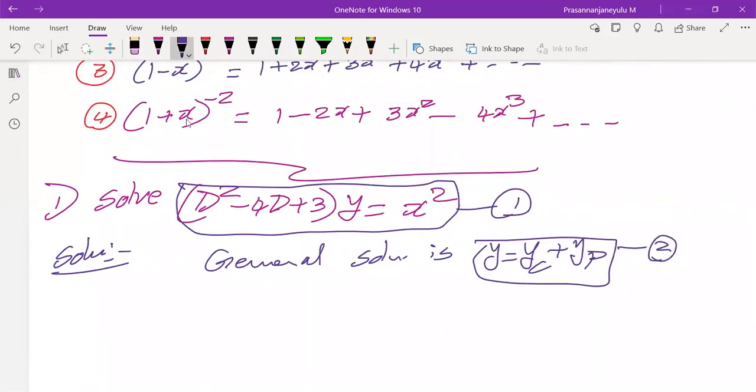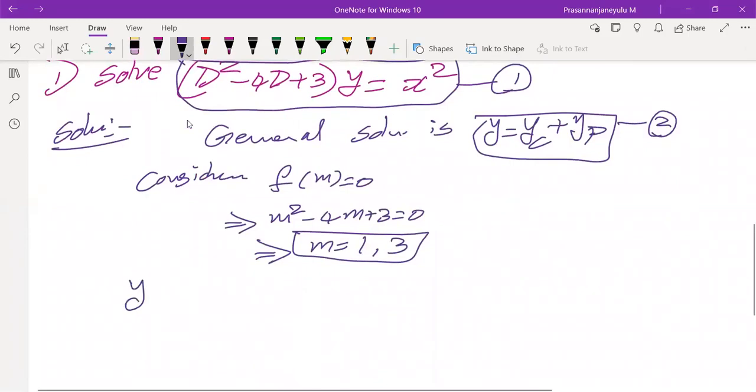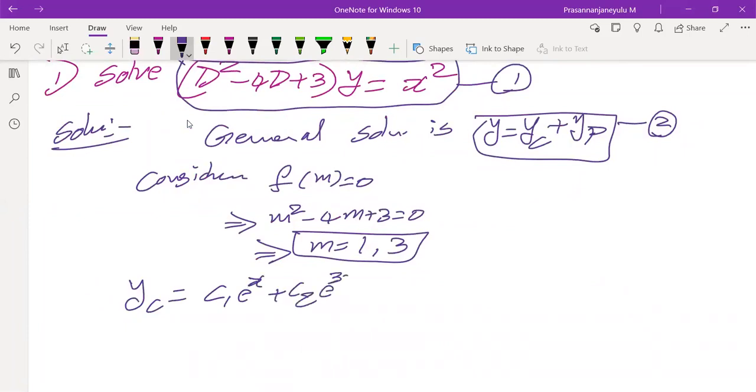So, finding yc, consider the auxiliary equation f of m equals 0. That implies m square minus 4m plus 3 equals 0. Find the roots, then you will get m equals plus 1 and plus 3, only 2 roots. Then yc will be like this: yc equals the complementary solution, c1 e power x plus c2 e power 3x. You know how to find this clearly, so I just explained the main points only.